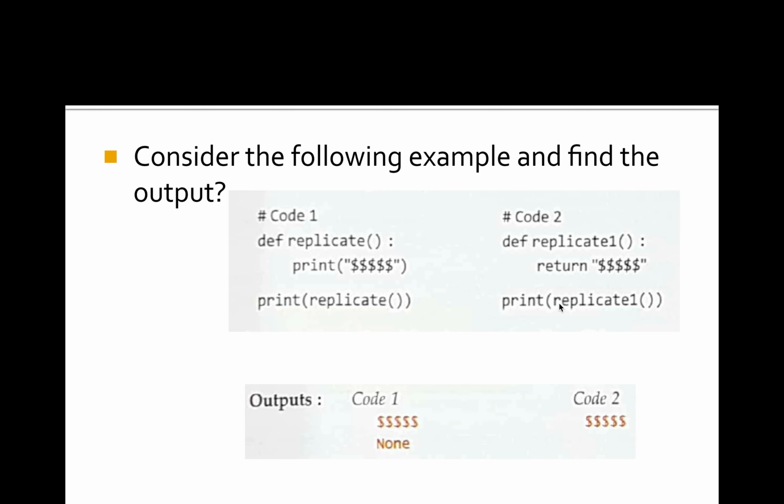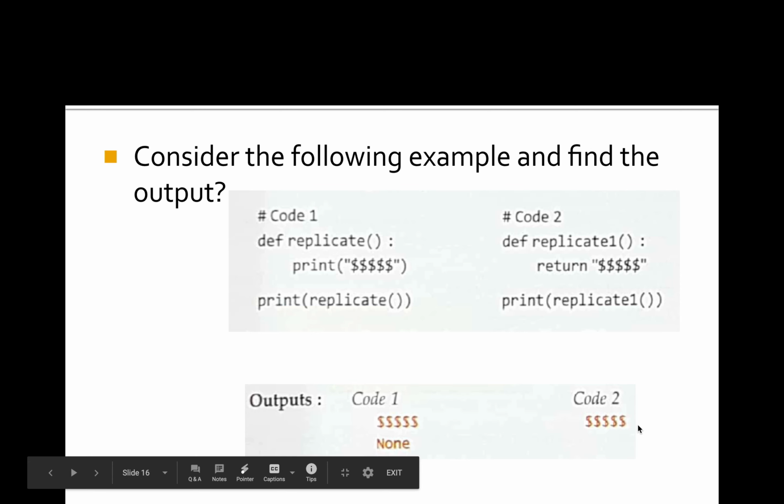In the second case, a return statement is there. Here, calling the function replicate directly goes to the function definition and returns this value. So it happens only one time. This value replaces the function call. So it displays $$$$.